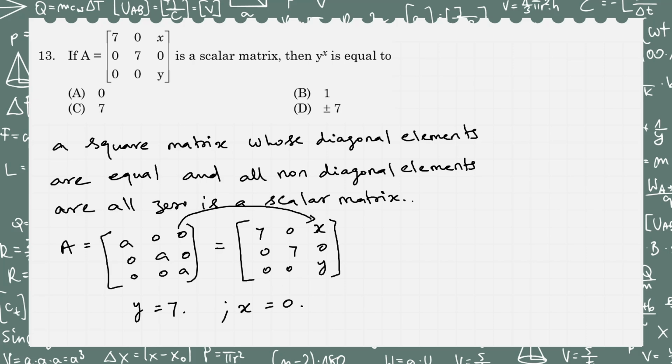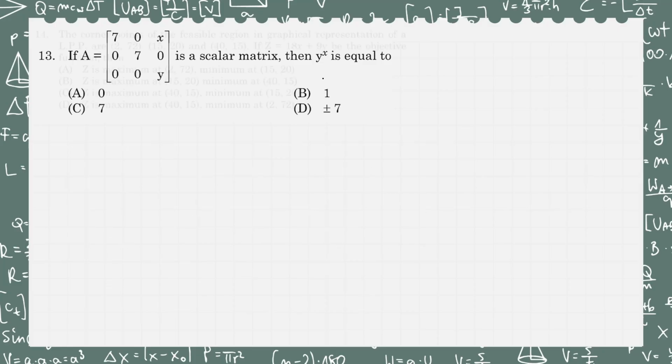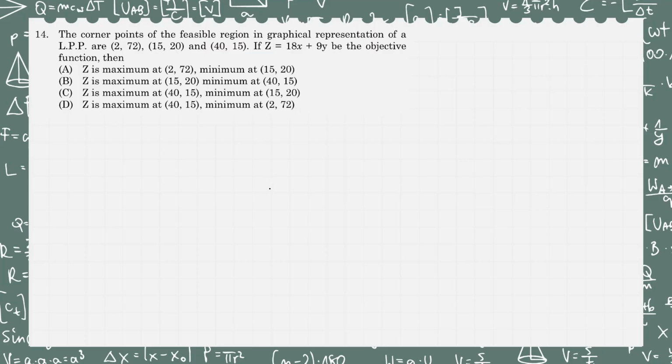Once we decide the values of y and x, we need to find y to the power x. So y is 7 and x is 0. So 7 to the power 0 is 1, because anything to the power 0 is 1. So the correct answer is option B. Now let us move on to the next sum.